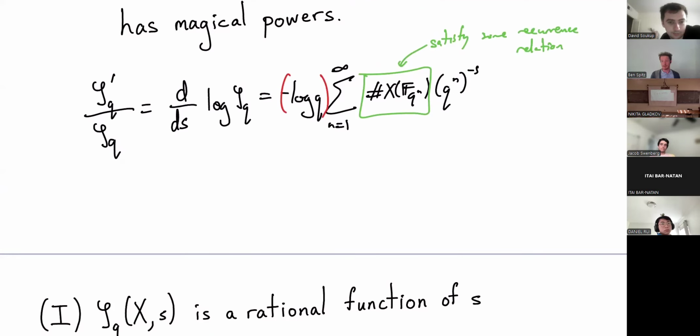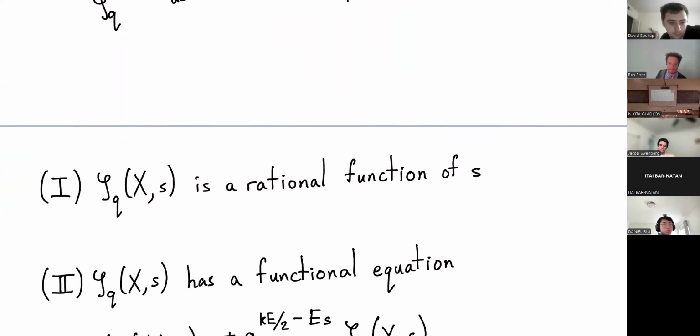It's not an obvious fact. You might have some crazy variety defined in such a way that these have no observable pattern, but these numbers always have some kind of observable pattern. They're always satisfying some kind of nice recurrence relation.